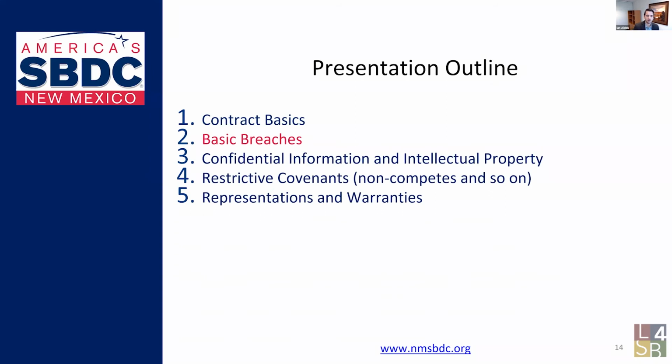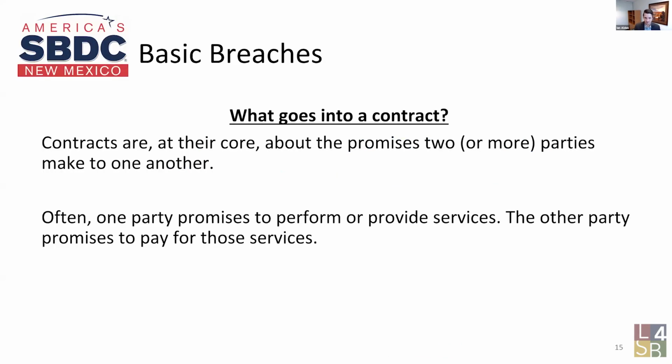We're going to move on to some basic forms of breaches and really basic components of a contract. And I'm going to give you some fun examples for what happens when you don't read each of these. Now, contracts at their core are about the promises two or more parties make to one another. You can't have a contract with one party, so you can't have a contract with yourself. You need two or more parties. Contracts take the form of one party promises to do something, the other party promises to pay them for it. It's the most common kind of contract. One party does something, one party pays them.